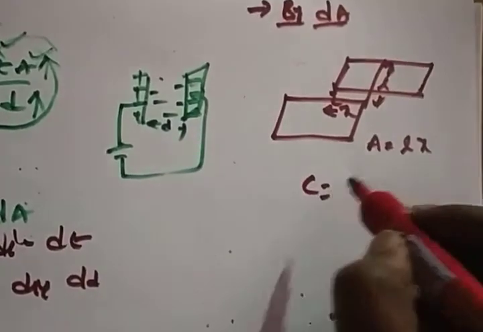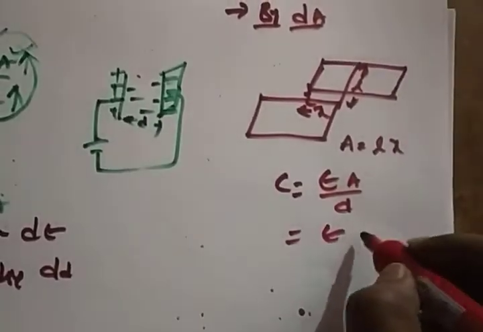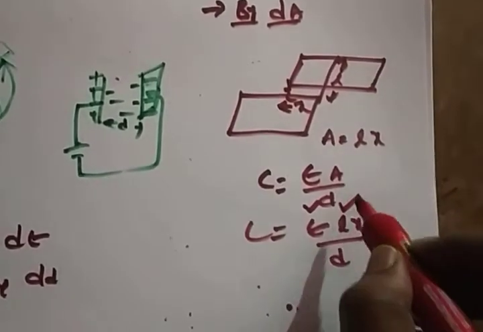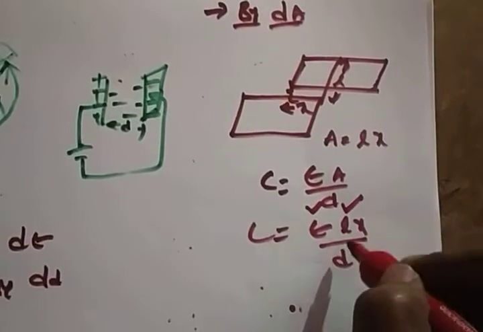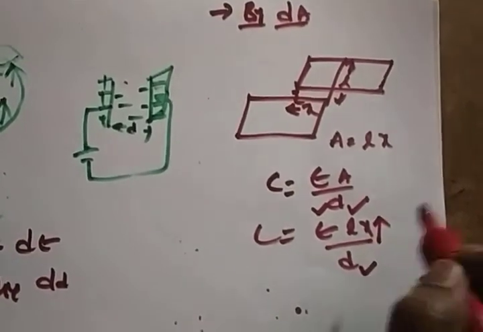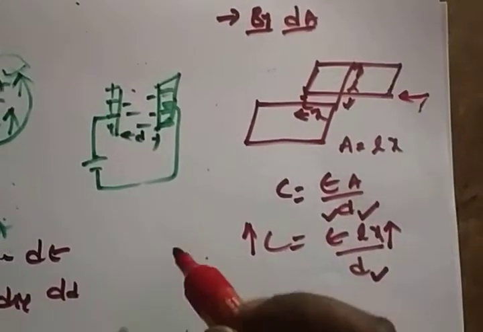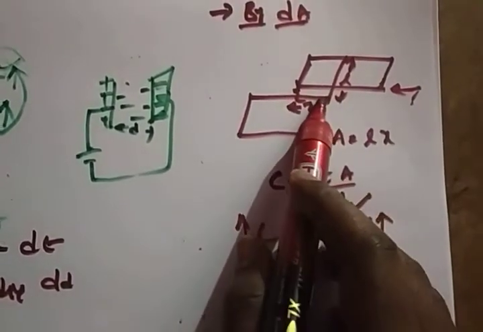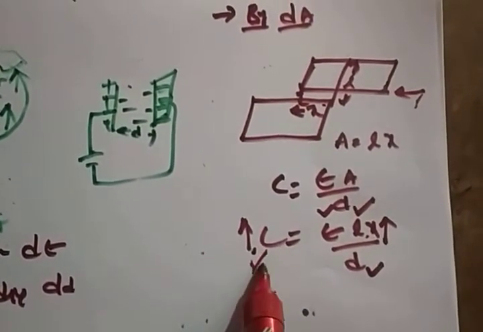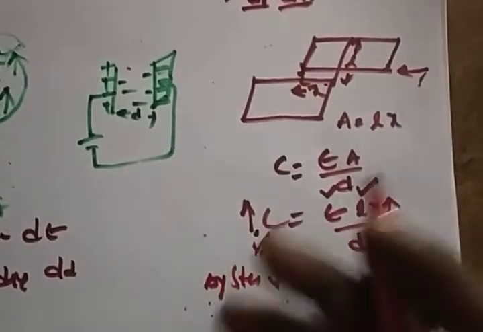See, C is equal to epsilon A by D. What is the A value? L into X. Epsilon is a constant, the length across the plates is a constant, and the distance is a constant. You are varying your displacement, so your capacitance will change. Now you apply your displacement, so what happens? Your X value will be changed. If the X value changes, the capacitance will change. So you can find the change in capacitance by a standard meter, a voltmeter or ammeter, whatever it may be.